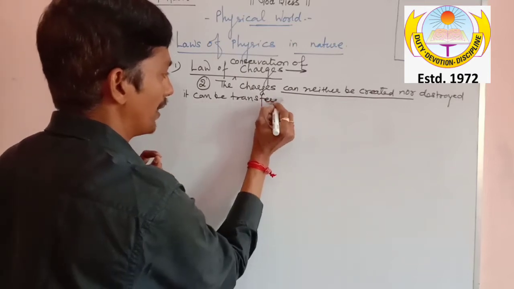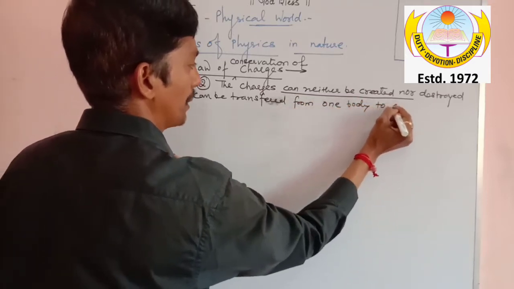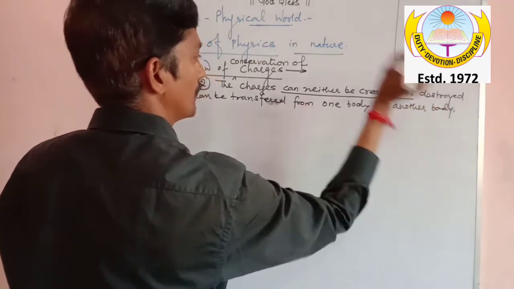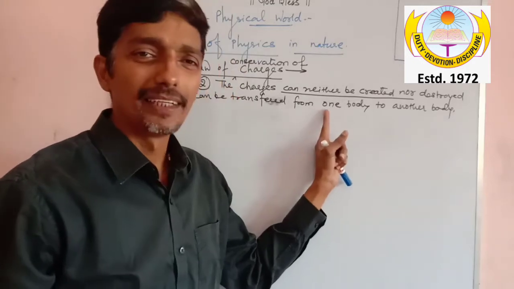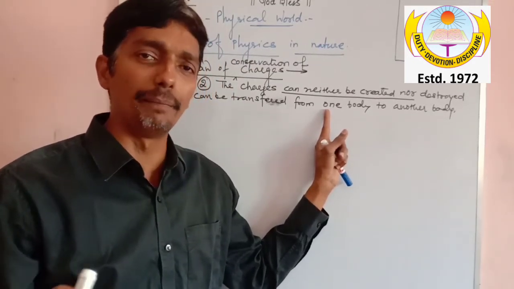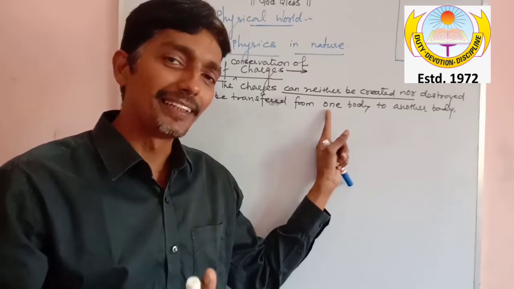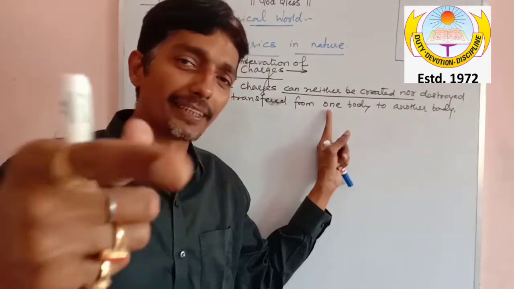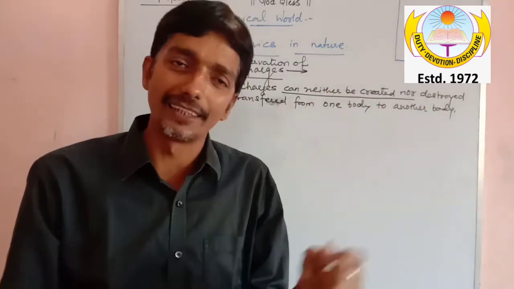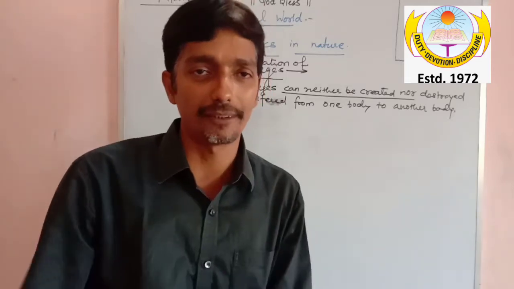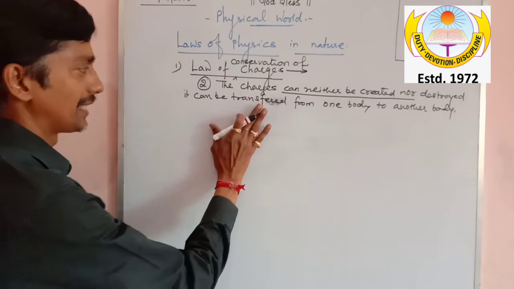It can be transferred from one body to another body. And you have observed this in my previous example also. In the previous example you observed this line. Earlier, body B was uncharged. The second body was uncharged and the first body was charged. What happened afterward? The uncharged body became charged by Q by 2. It means the charge was transferred from the charged body to the uncharged body, and the total amount of charge before and after remained constant. So the charge can neither be created nor destroyed, it can be transferred from one body to another body. This is the statement I have written.